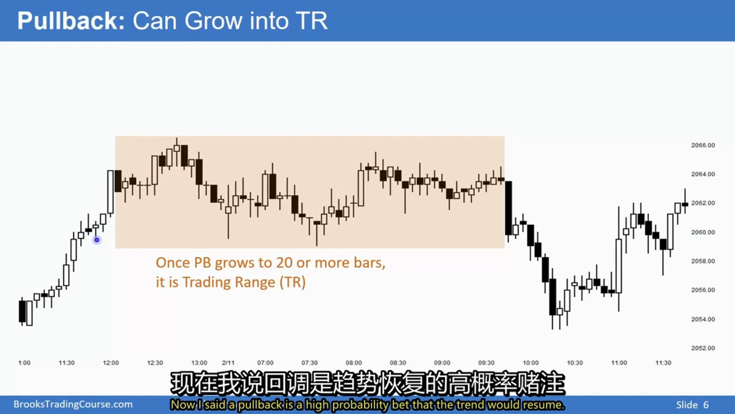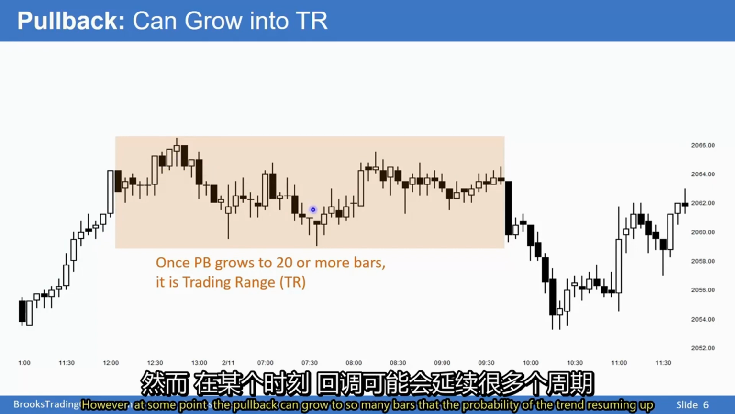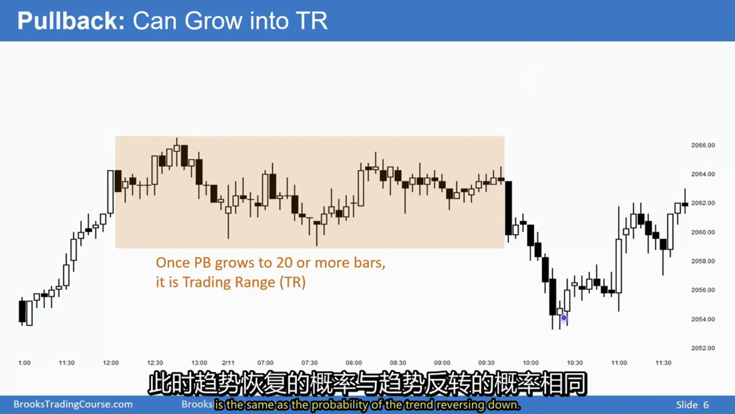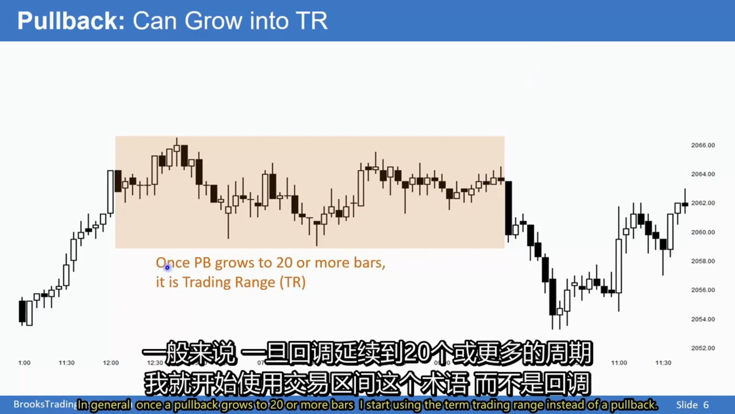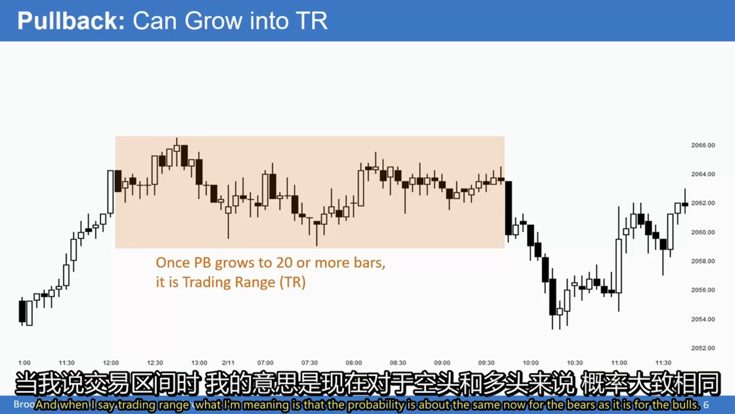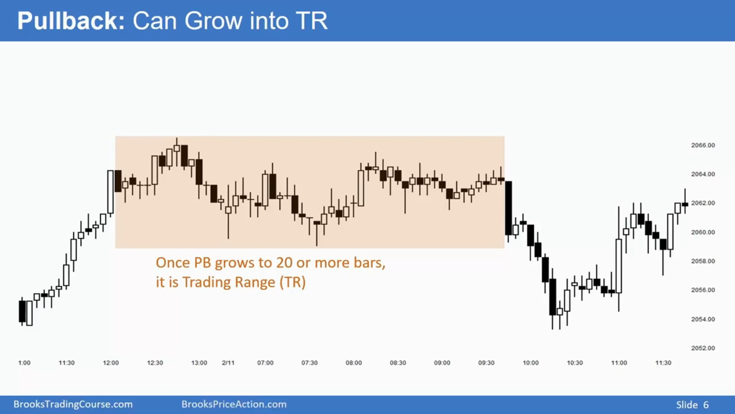Now, I said a pullback is a high probability bet that the trend would resume. However, at some point, the pullback can grow to so many bars that the probability of the trend resuming up is the same as the probability of the trend reversing down. In general, once a pullback grows to 20 or more bars, I start using the term trading range instead of a pullback. And when I say trading range, what I'm meaning is that the probability is about the same now for the bears as it is for the bulls.